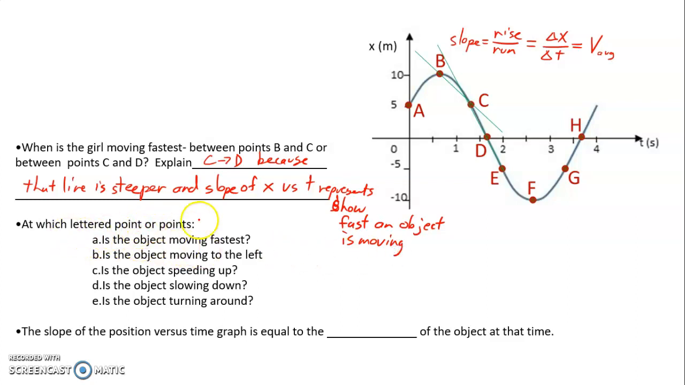At which lettered point or points is the object moving fastest? Okay, well, we're going to treat this as a sinusoidal curve here. And you don't need to know about sinusoidal curves for this class, but by saying that, I'm just saying that the slope of this is always changing. Even though it does look fairly constant from C to E, I'm treating it as if it's a sine curve, and so it's a certain slope here, and then it gets steeper, and then it gets steeper, less steep, less steep, less steep. So we're looking at it from that perspective.